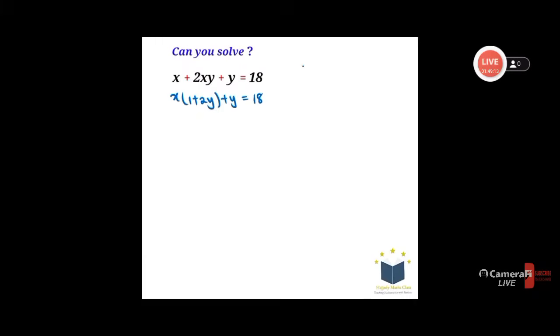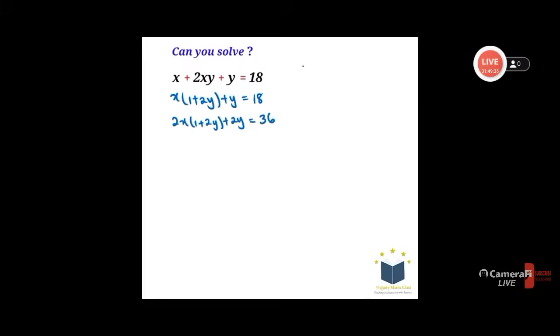Multiply both sides by what? By 2. So doing that, we're going to have 2x(1 plus 2y) plus 2y equals 2 multiplied by 18, which is going to give us 36.